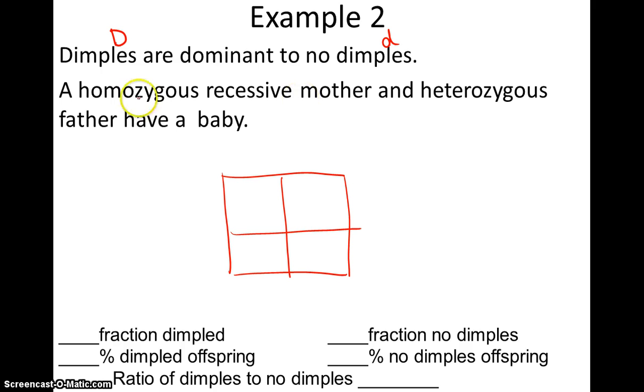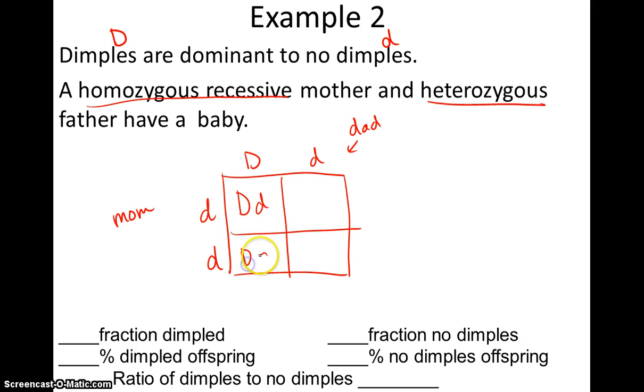So here, the mom is homozygous recessive. So we can just put mom over here again. And then if she's homozygous recessive, that means she's going to be little d, little d. Dad is heterozygous, so he's got no option but to be big D, little d. Okay, so that's dad. So now, just fill it in. And again, you always write the big one first. So big D, little d, big D, little d, little d, little d, little d, little d. So again, you just match them up.